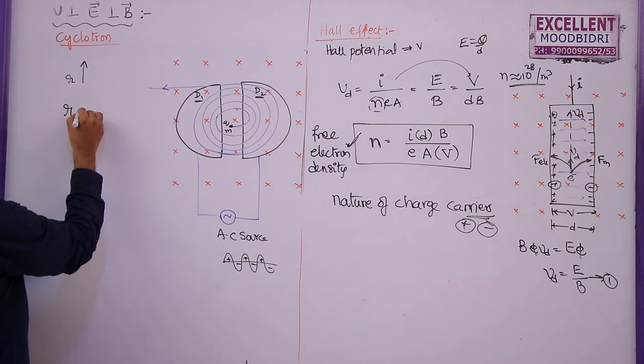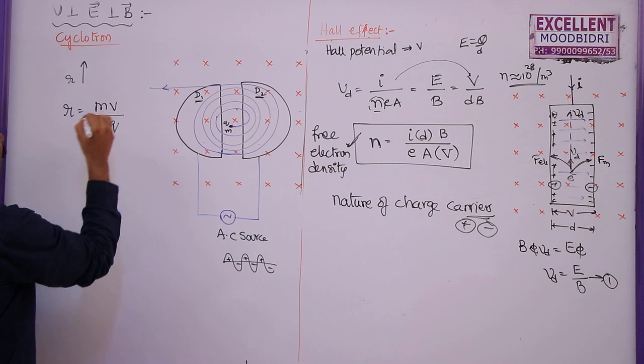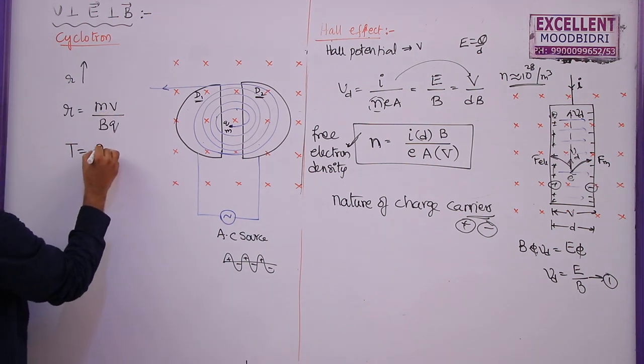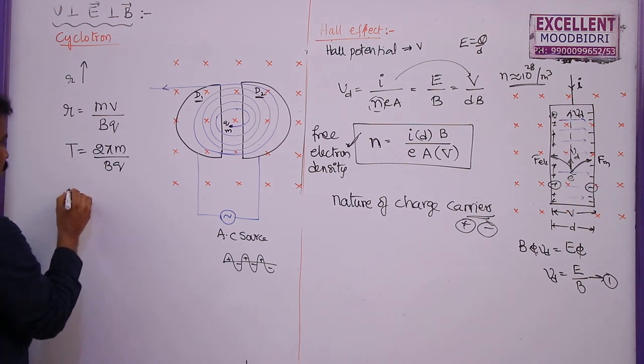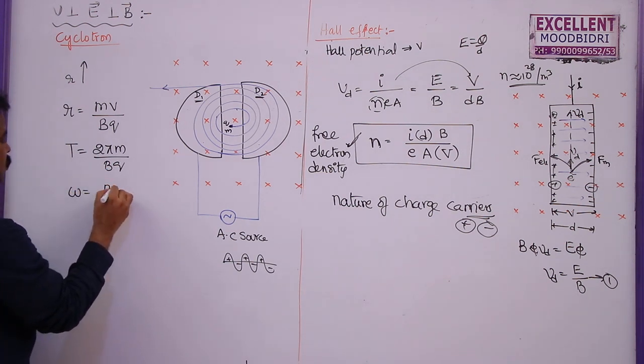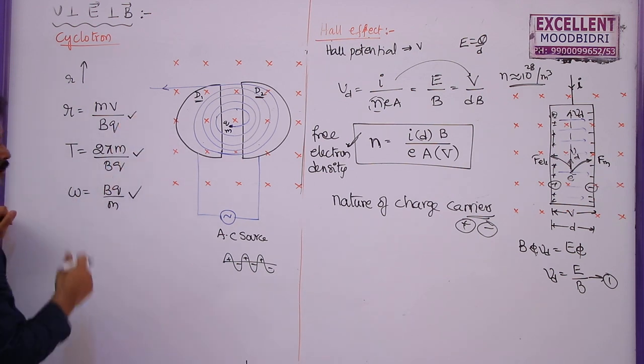But what is the radius of this one in the magnetic field? Radius is given by mv by Bq. So what is the time period here? This is given by 2πm by Bq. And what is the angular velocity here? Omega is equal to Bq by m. So these are the different forms that we already discussed in a previous topic.